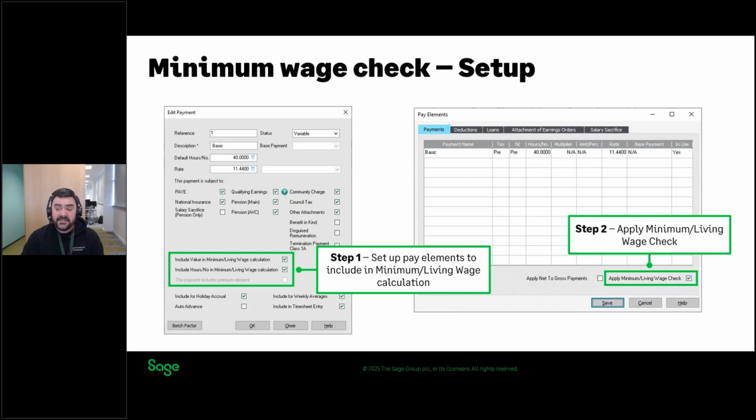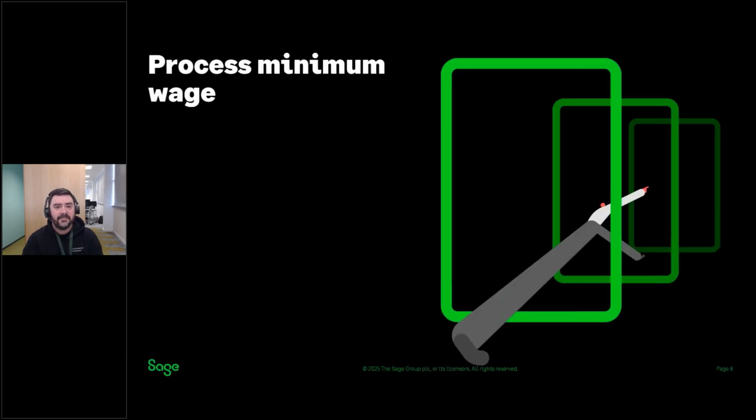So that was our setup process. We've configured our pay elements and we've chosen which of them are included in the check and which of them are hourly payments. And then we've applied the minimum or living wage check either in the employee record or by using global changes. So what I can now do at the point I process my pay is have the system check whether they're being paid above the relevant minimum wage for their age. And I will see a prompt if I'm not paying them the minimum wage, asking if I want to adjust any of their variable payments.